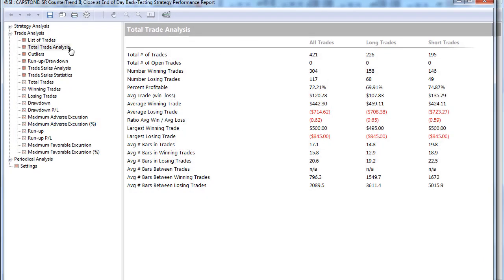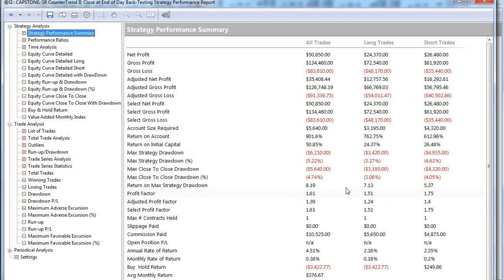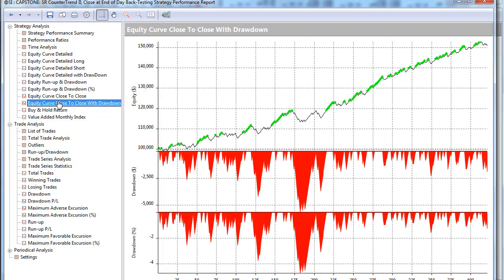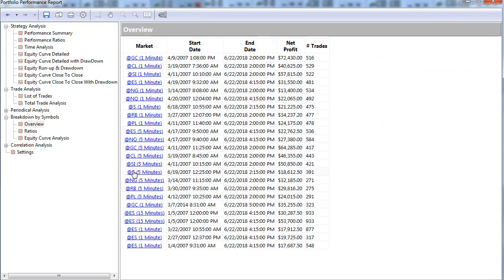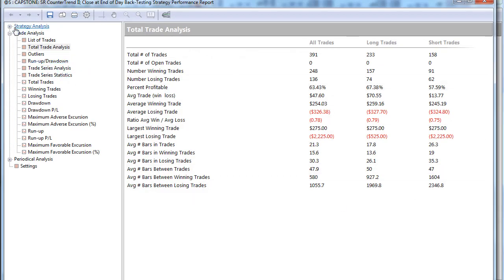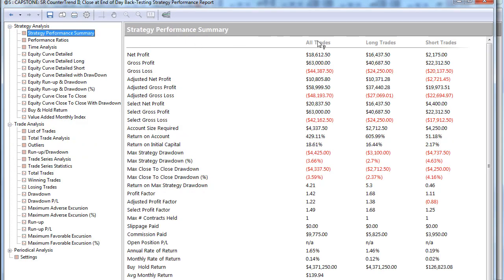Silver. And you see the strategy performance summary. The drawdown. The equity curve. The total trade analysis. Let's go to soybeans. Here's the performance summary for soybeans. Much better on the long side.